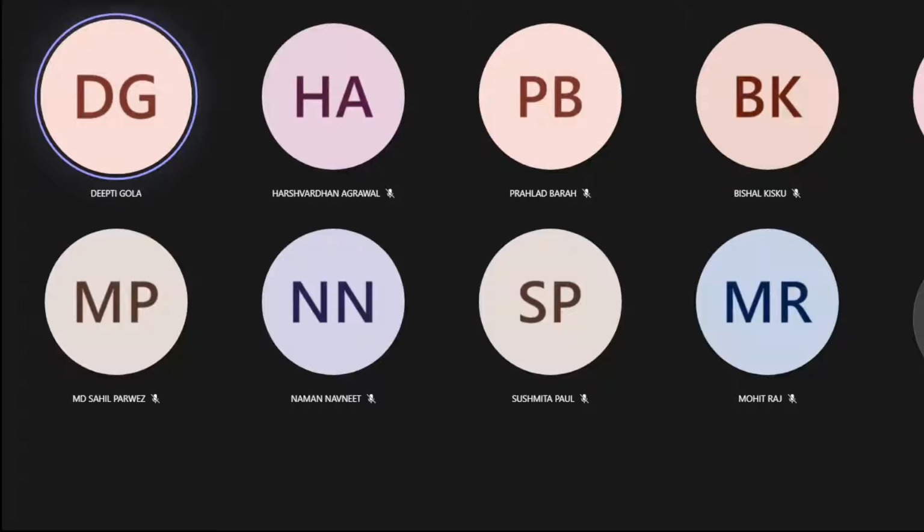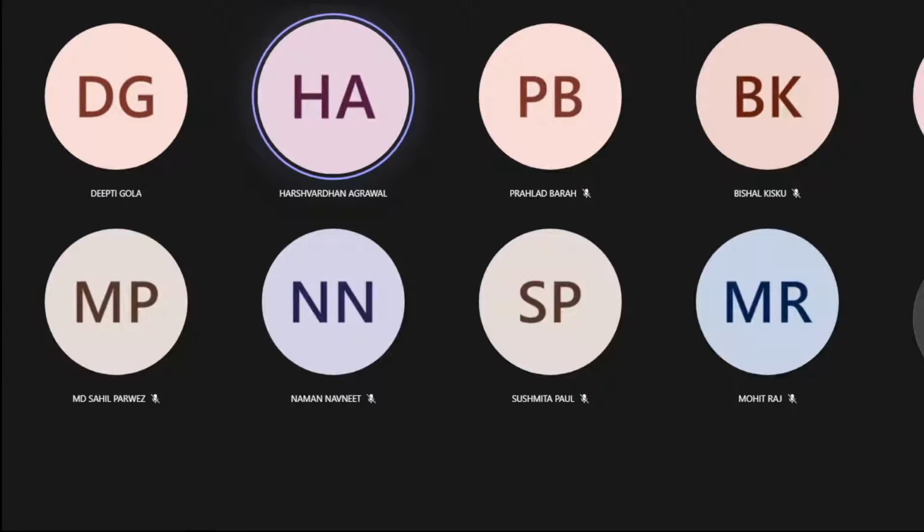Values of resistance and capacitance. Please try those values. For R1 and R2, take around 80 kilo ohms. Harsh, am I audible? Yes, ma'am. And for capacitances, reduce the value of capacitance and take it as 100 nanofarads. Okay, ma'am, 100 nanofarads.